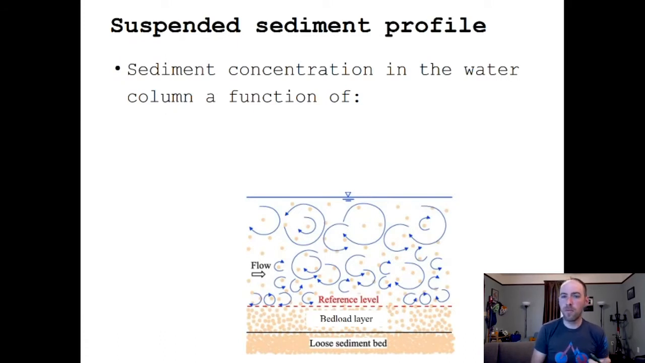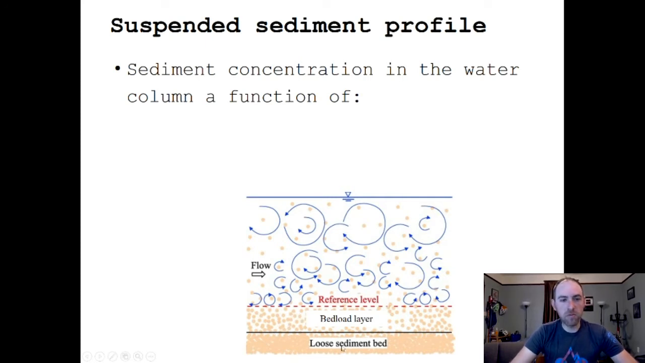So if you're in a flow like this, here's a cartoon version of a river in this case, and you have the bed down here that's composed of loose sediment, sediment that's available to be moved by the fluid, right? So it's grains of sand, it's not bedrock. And then you have a bed load layer.